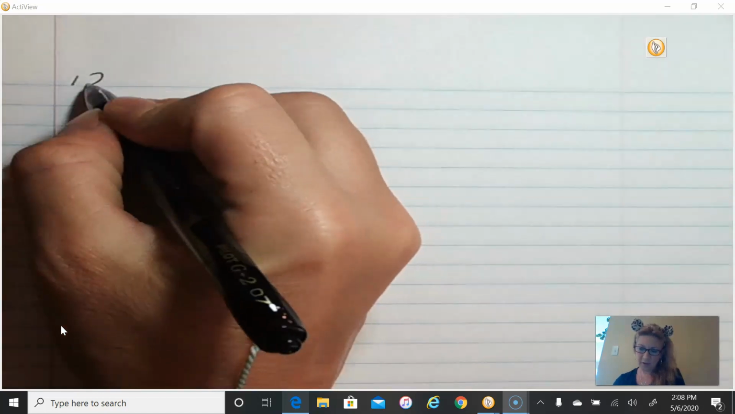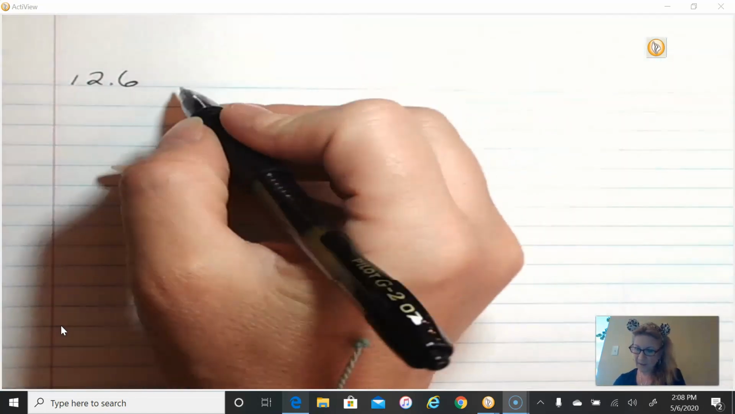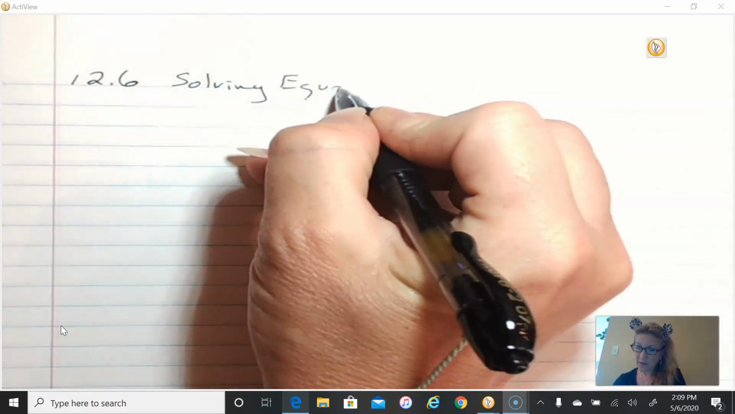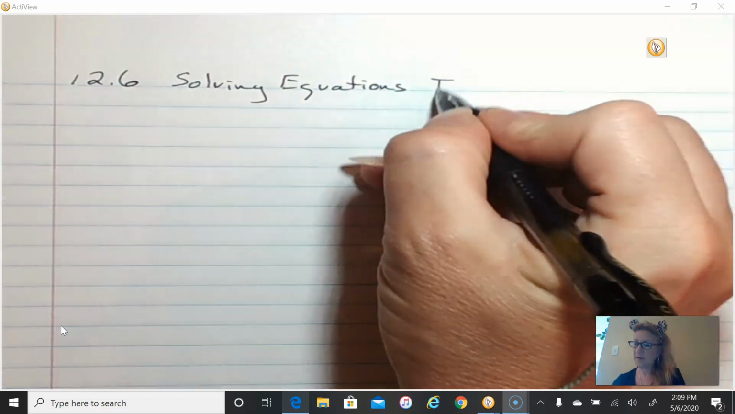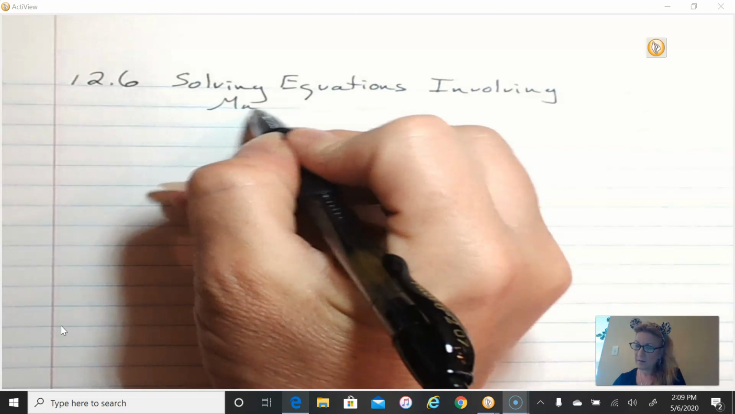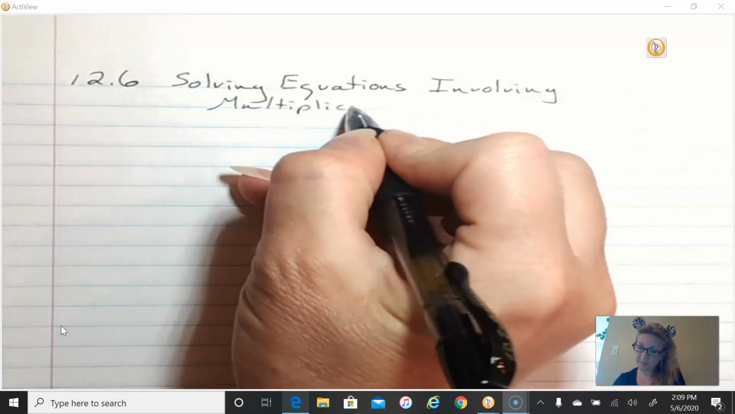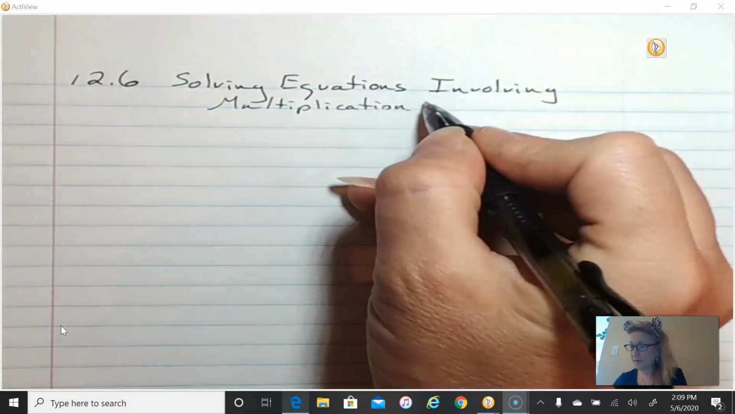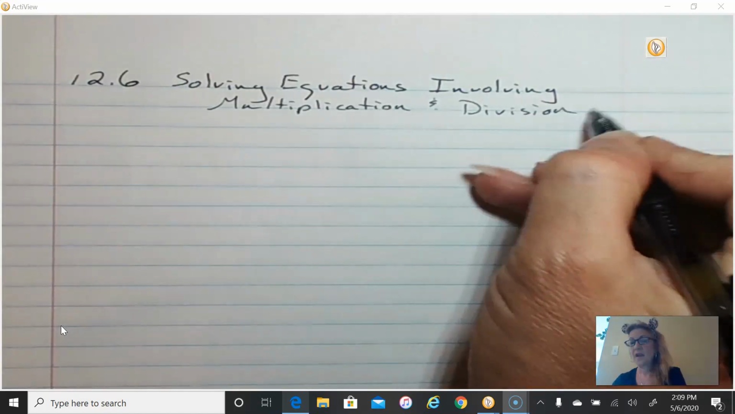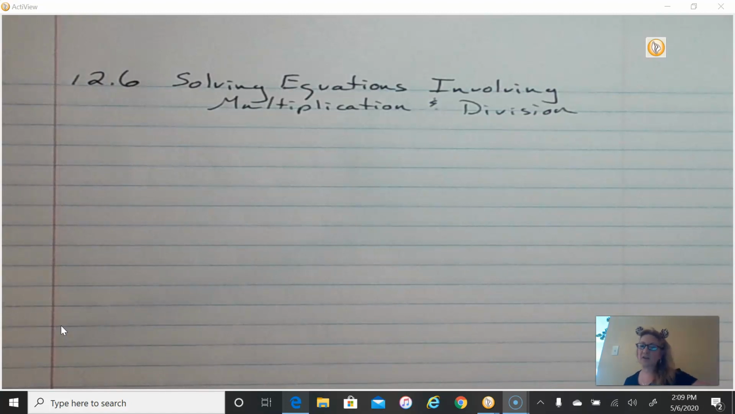We're doing 12.6, solving equations involving multiplication and division. Okay, this is going to be just like y'all do with adding and subtracting, but this time we're doing multiplication and division. That's it. That's going to be the difference.